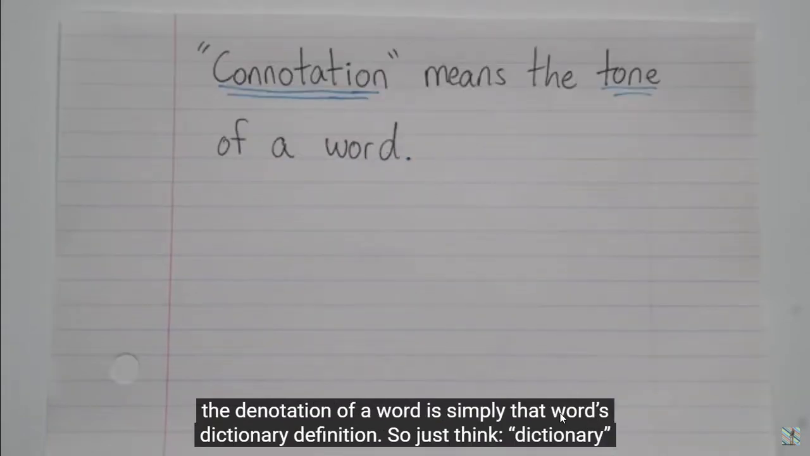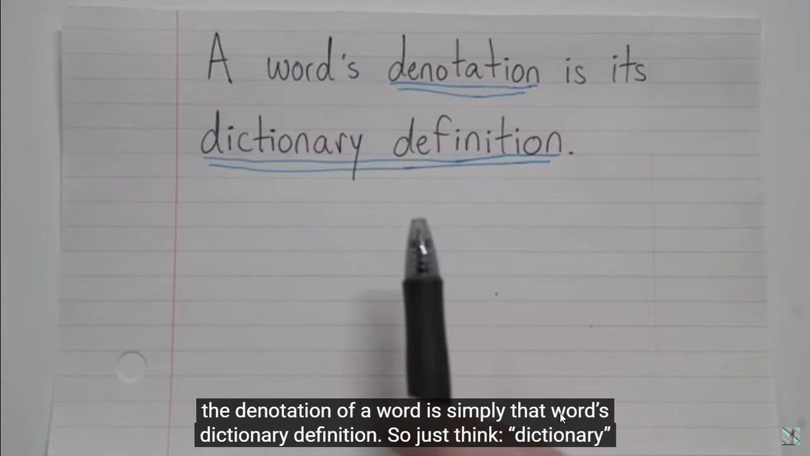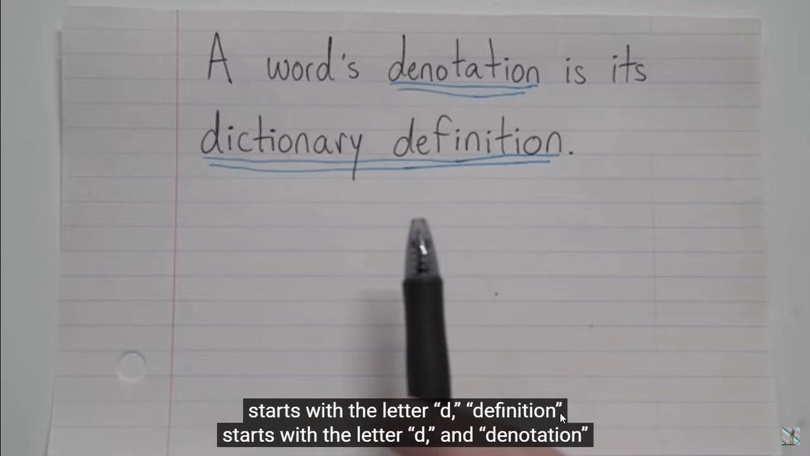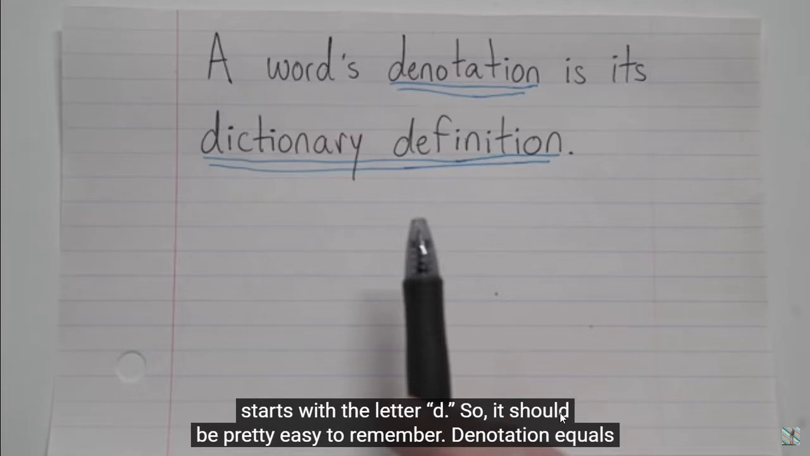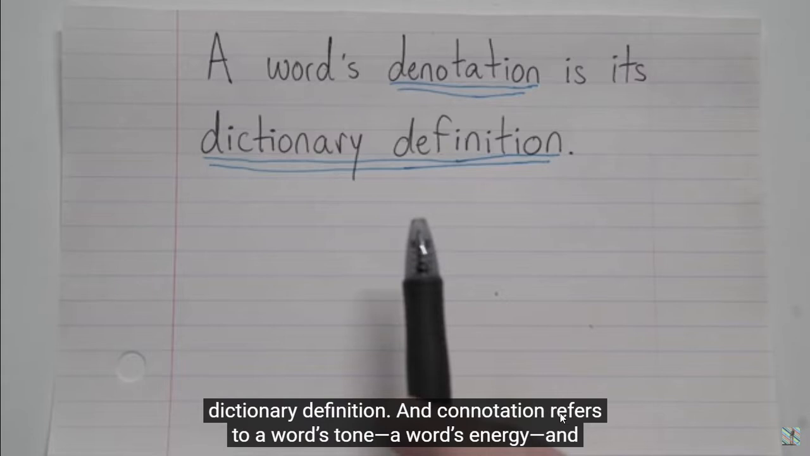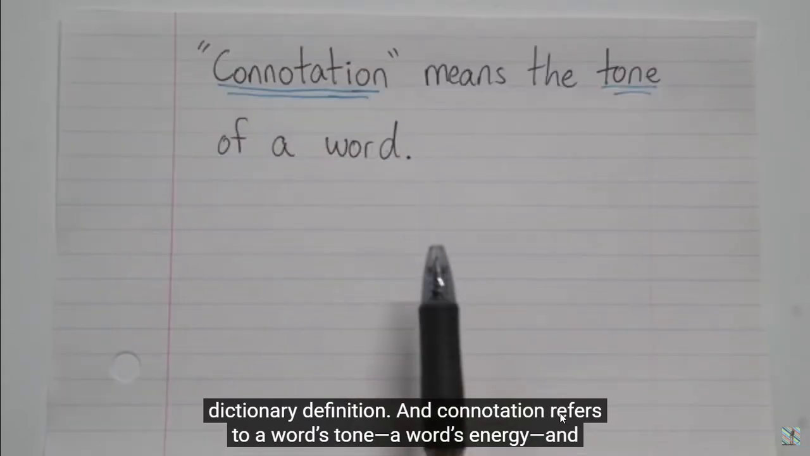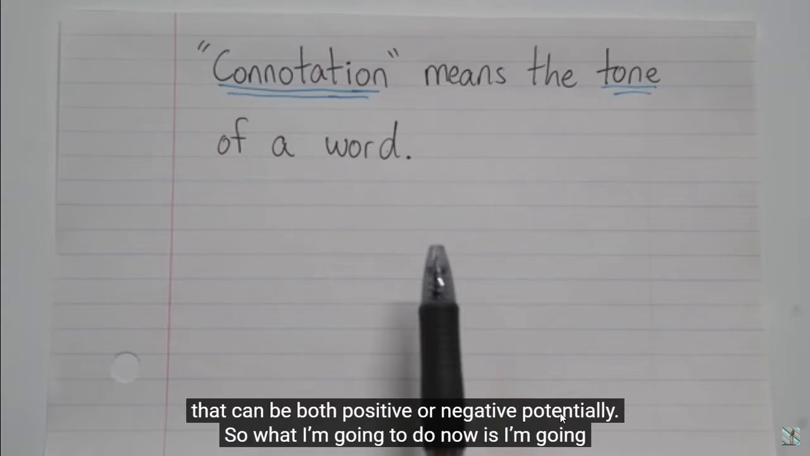So once again, the denotation of a word is simply that word's dictionary definition. So just think, dictionary starts with the letter D, definition starts with the letter D, and denotation starts with the letter D. So it should be pretty easy to remember. Denotation equals dictionary definition. And connotation refers to a word's tone, a word's energy. And that could be both positive or negative potentially.